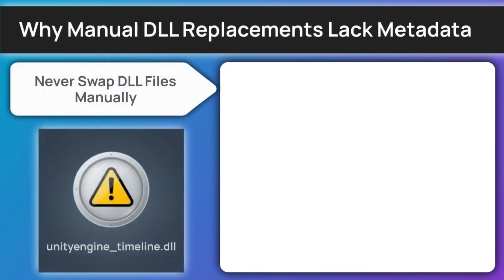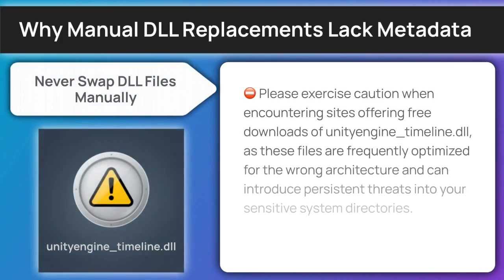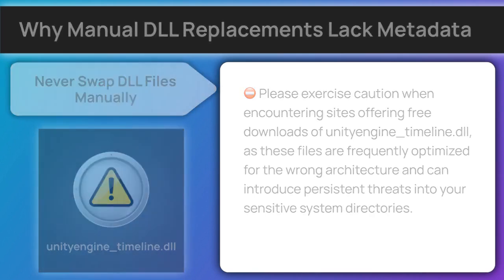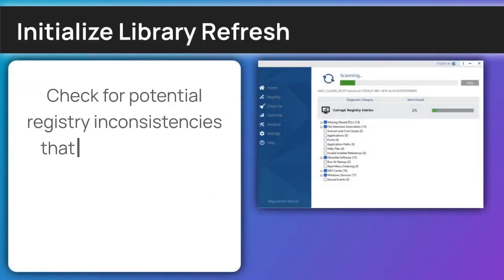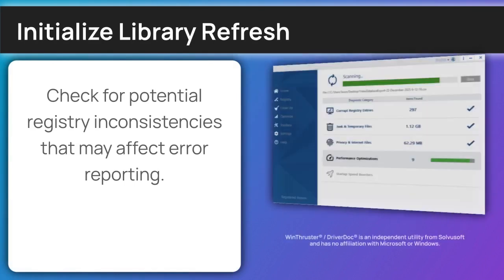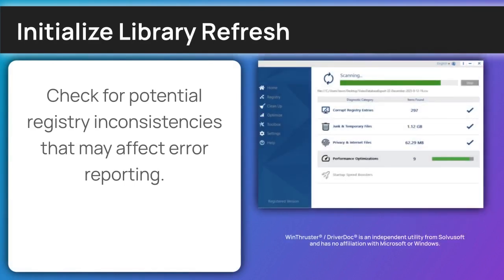While we've identified the fix, it's vital to discuss how to keep your environment secure from common threats. Always prioritize system safety by avoiding manual swaps of Unity Engine Timeline DLL. Downloading individual DLLs from third-party sites is a common way for hackers to inject spyware and ransomware directly into your operating system. A verified diagnostic utility can help manage the ongoing restoration and health of your system's library ecosystem.